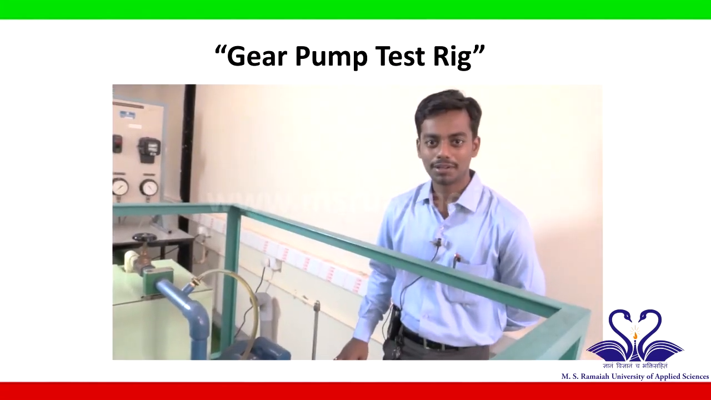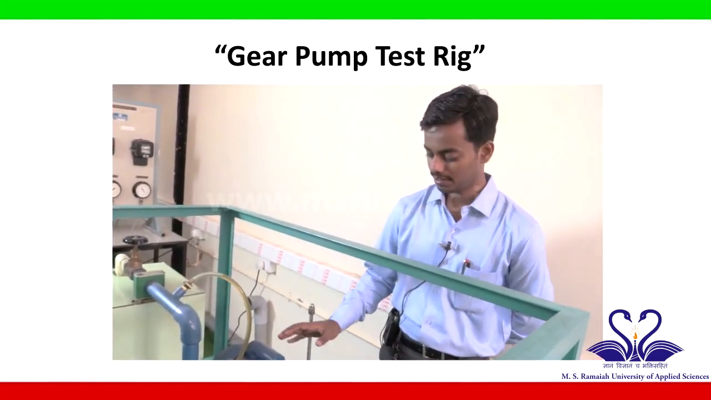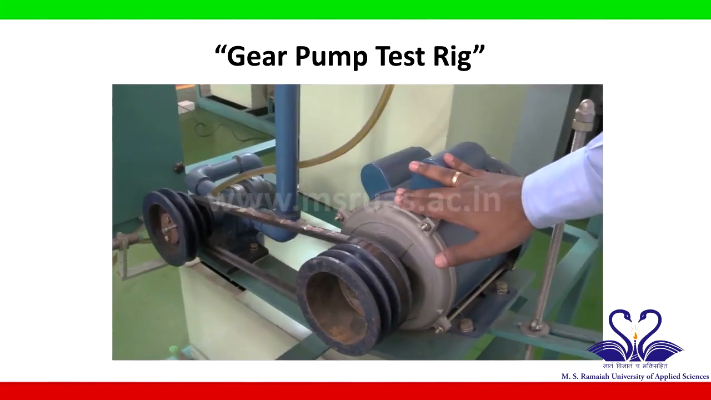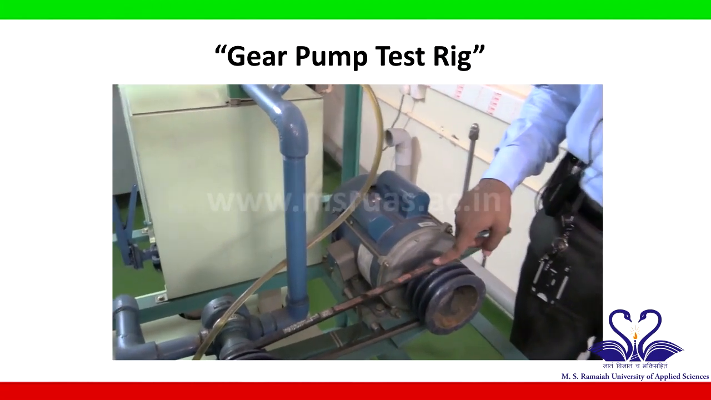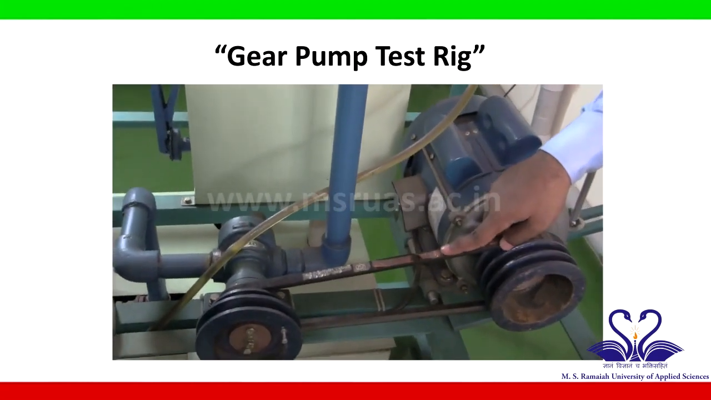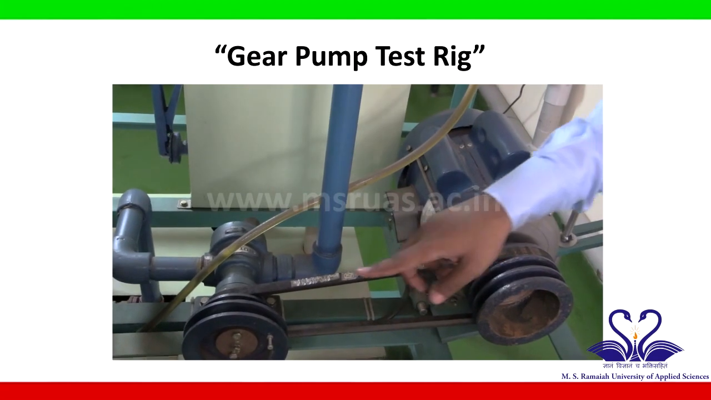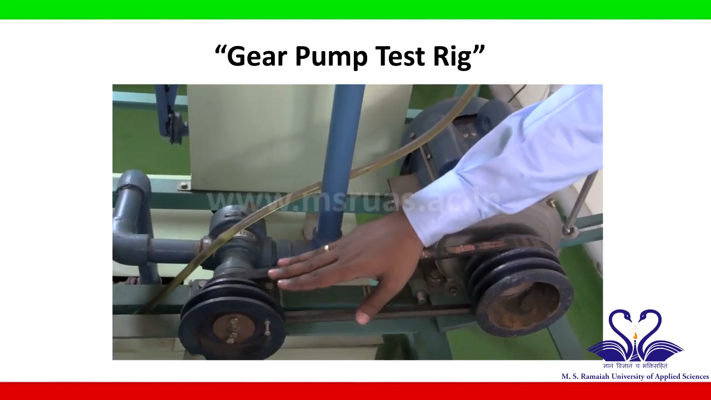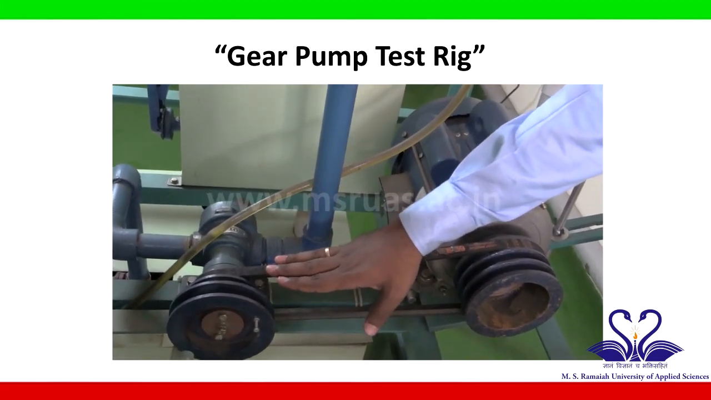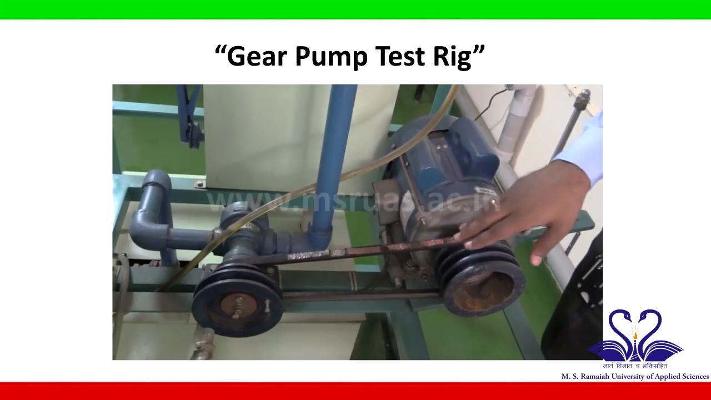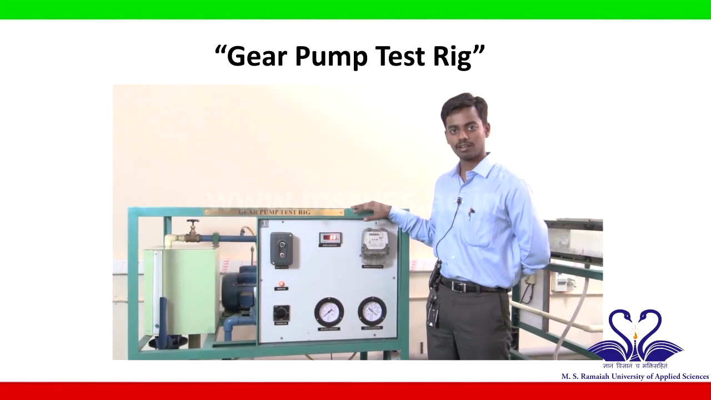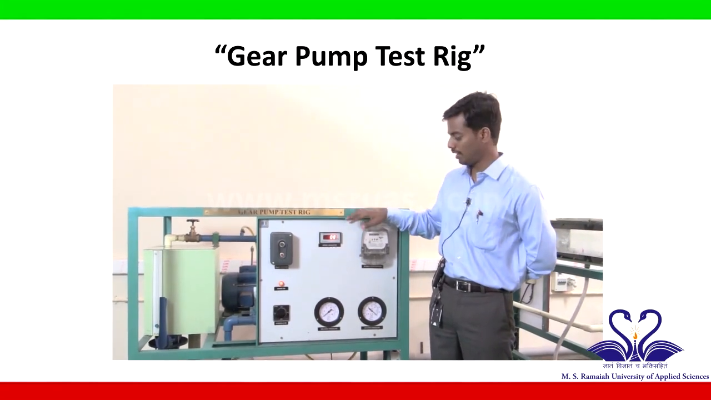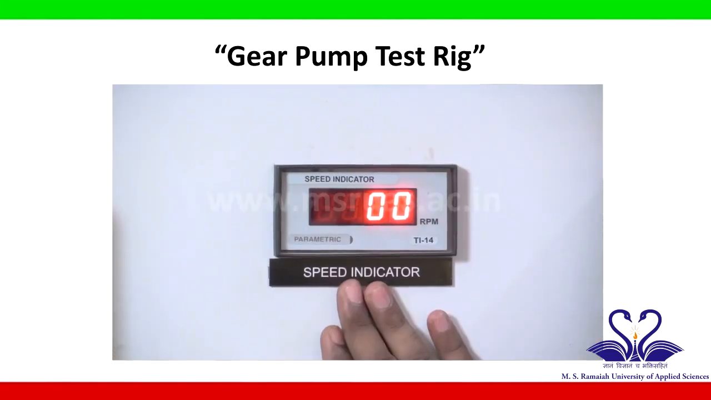The gear pump is being driven by an electrical motor, also connected through a V-belt drive. We are having a stepped cone pulley arrangement, using which we can vary the speeds of the gear pump. On the panel of the gear pump test rig, we have a speed indicator which is shown over here.